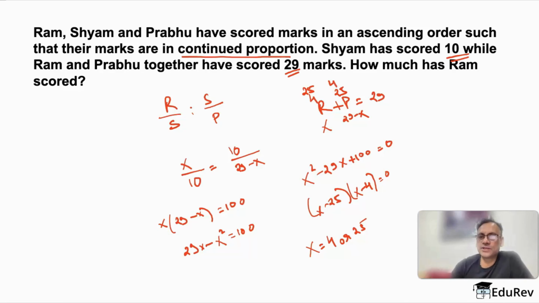The question is, how much has Ram scored? So which of these answers will you say? 4 or 25? Both of these are correct answers, right? Ram could have scored 4 also, Ram could have scored 25 also. But the hint is here.